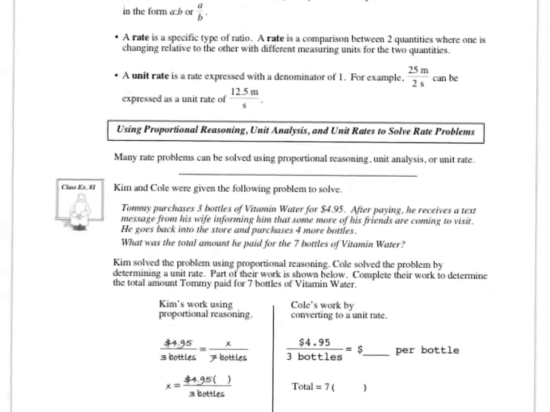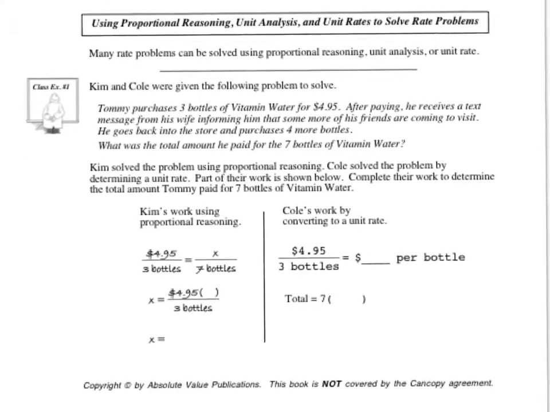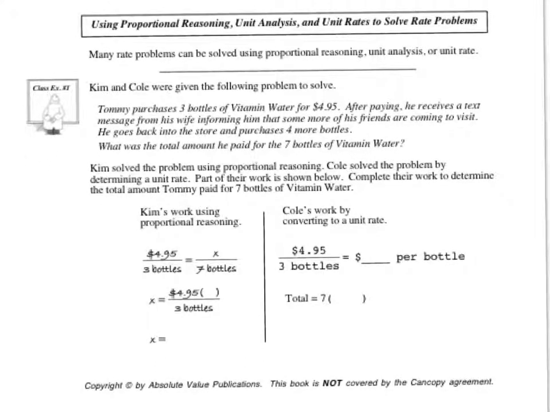So we're going to use proportional reasoning, unit analysis, and unit rates to solve problems. Many rates can be solved using proportional reasoning, unit analysis, or unit rate. So here's the situation. Kim and Cole were given the following problem to solve. Tommy purchases 3 bottles of vitamin water for $4.95. After paying, he receives a text message from his wife informing him that some more of his friends are coming to visit. Getting crazy on vitamin water, he goes back into the store and purchases 4 more bottles. What was the total amount he paid for the 7 bottles of vitamin water? Well, let's check it out.